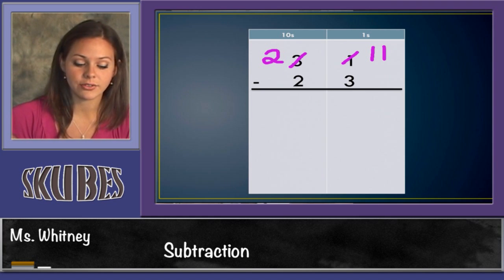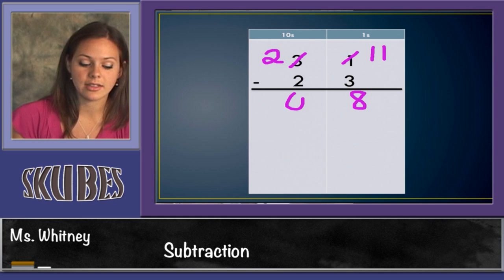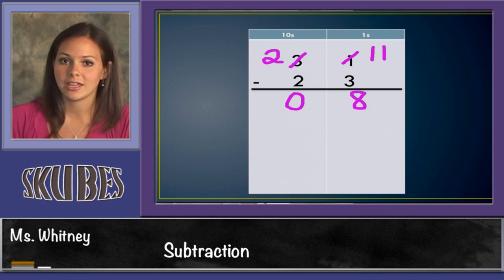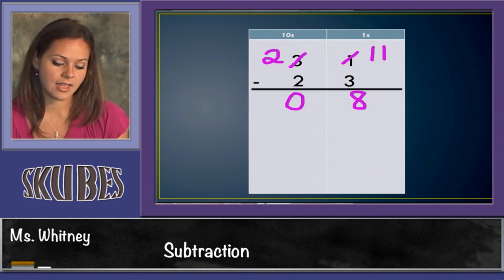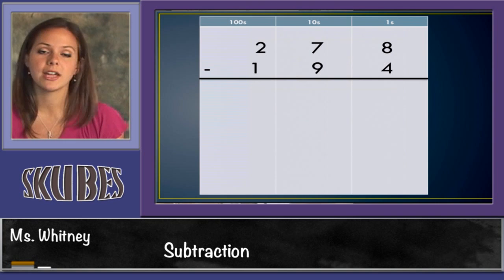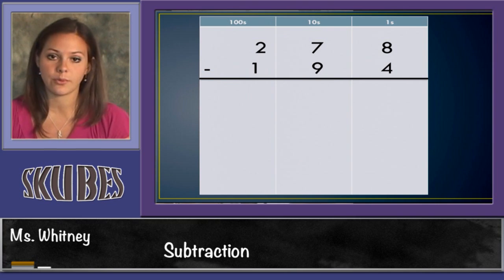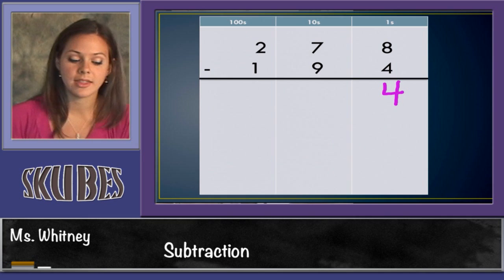11 minus 3 is 8. And 2 minus 2 is 0. So 31 minus 23 equals 8. The next problem, I have 278 minus 194. 8 minus 4, I started in my ones, is equal to 4.